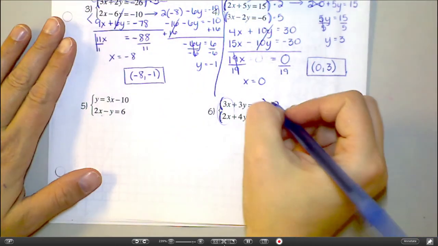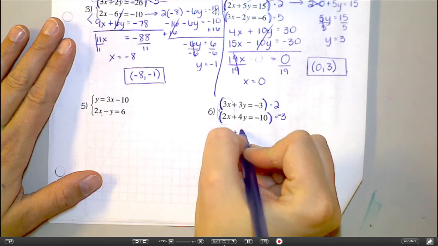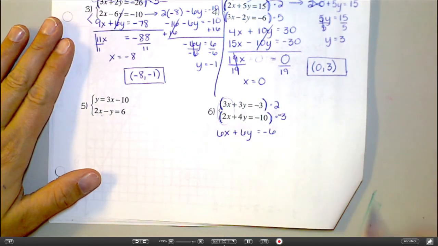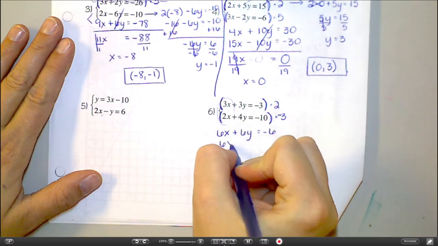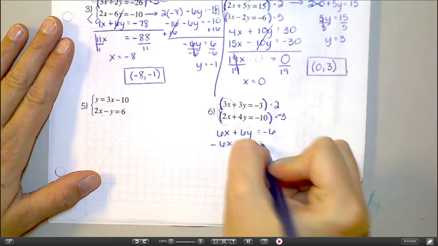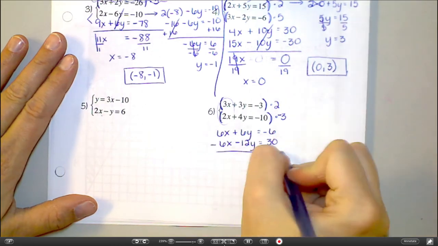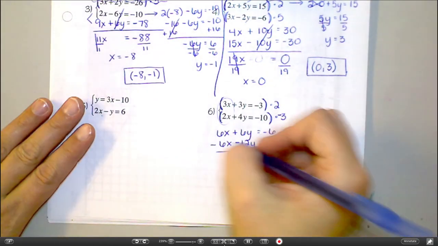I don't care. So when I multiply on top, I get 6x plus 6y equals negative 6. That is an unfortunate combination. 6, 6, 6. And negative 6x minus 12y equals 30.